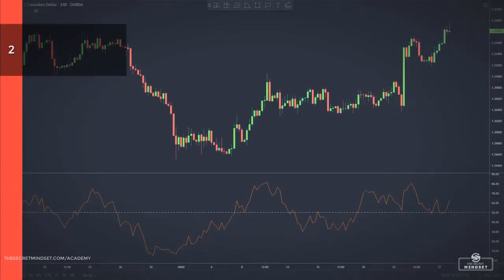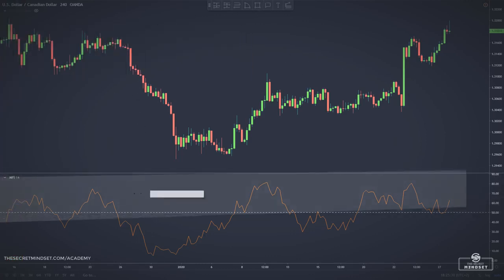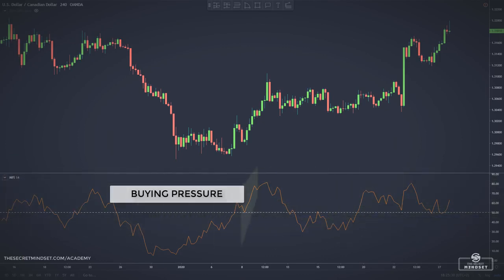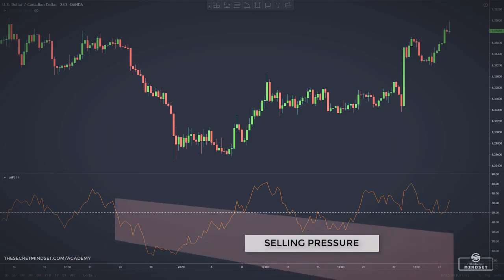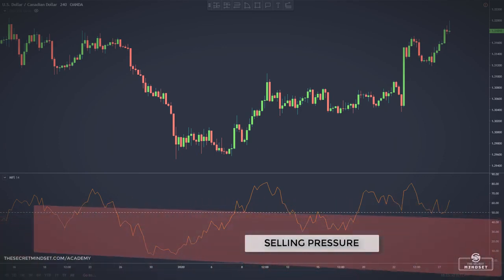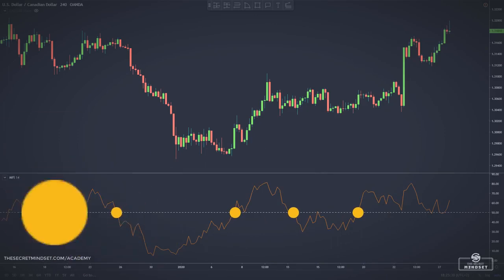Another way in which you could use the money flow indicator is to take signals when the oscillator crosses the 50 level. When the money flow index crosses above the 50 level, this signals buying pressure coming into the market. When it crosses below 50, this signals selling pressure. A 50 level crossover using the MFI with a default value of 14 periods will offer some good entries, but it will also generate many bad trades.